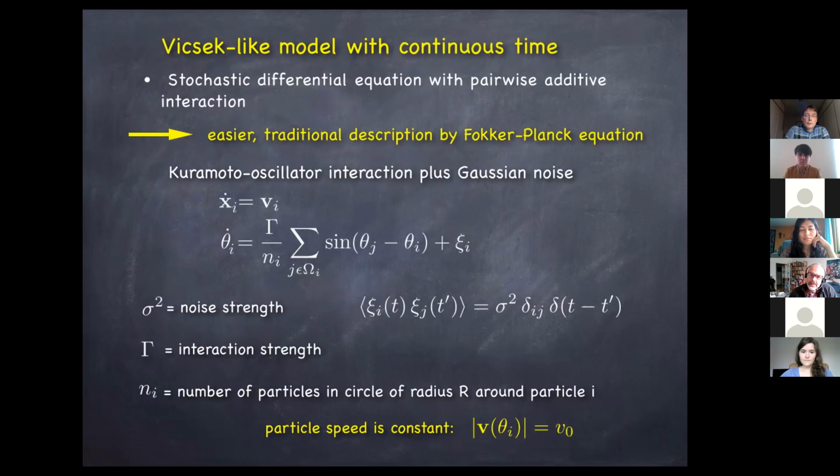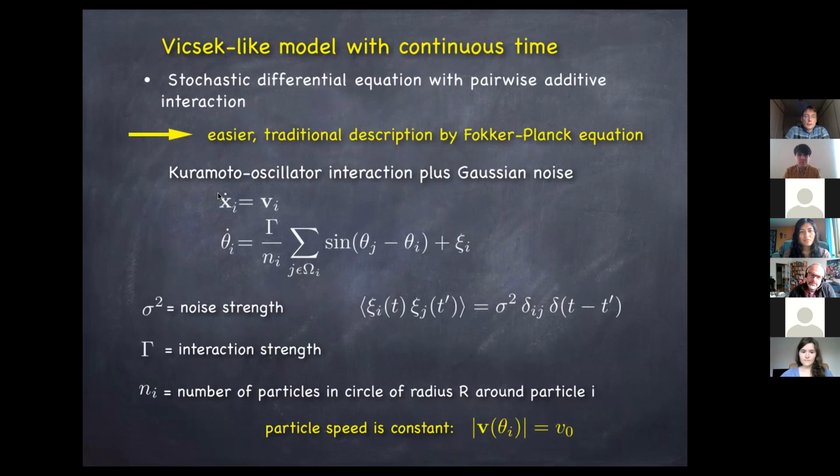We also worked on the Vshape-like model with continuous time. So that's a stochastic differential equation which has pairwise additive interactions. And that's in some sense easier because it leads to a traditional description by a Fokker-Planck equation. And here are the equations. So here you have differential equation, not just difference equations.